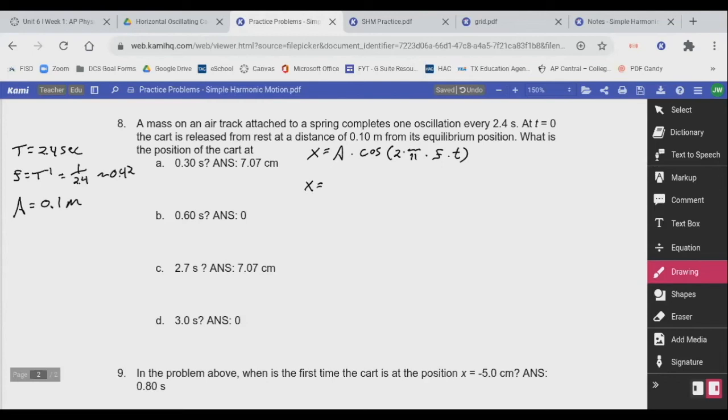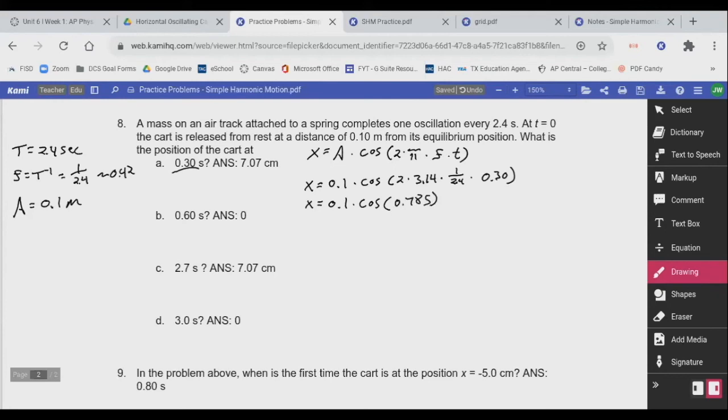X is equal to, we said the amplitude is 0.1, times the cosine of 2 times, I want you to use 3.14 for pi, times the frequency, 1 over 2.4, times the time. They gave us a time of 0.30 seconds. All right, so X equals 0.1 times cosine of, let's plug this stuff in. 1 divided by 2.4, times 0.3, times 2, times 3.14. I get 0.785.